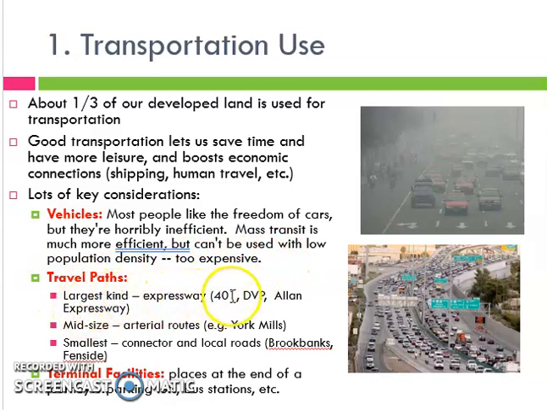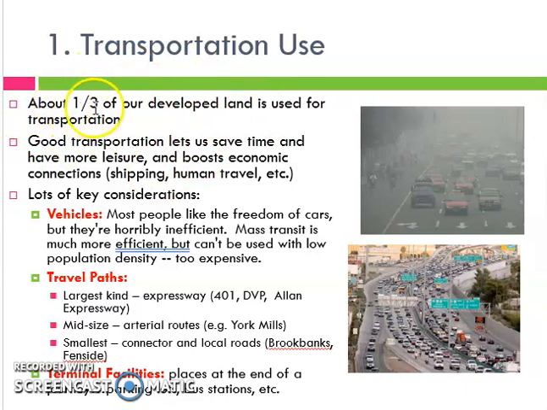Path travels. Largest kind, expressways. So for example, the 401, DVP, Allen Expressway. Mid-size is arterial routes like York Mills. Smallest are local roads like Brookbank, etc. And then there's terminal facilities, so places at the end of the journey, so parking lots, bus stations, etc. So what I would ask you to do now is pause this video with this slide up and take some notes about this.